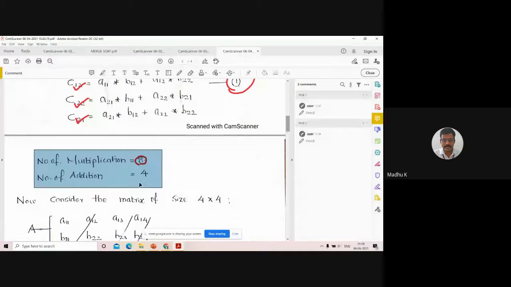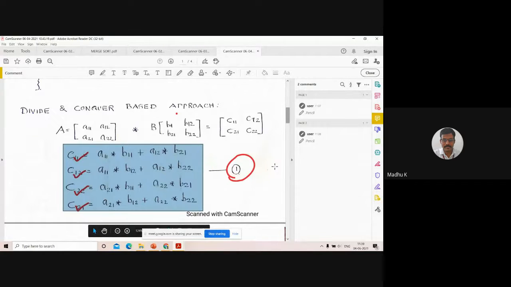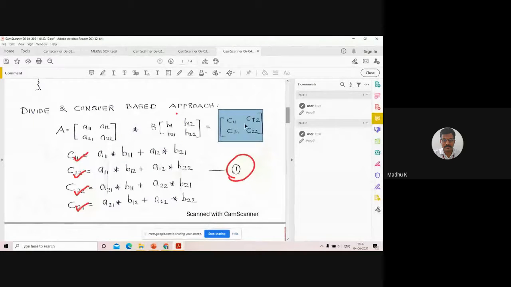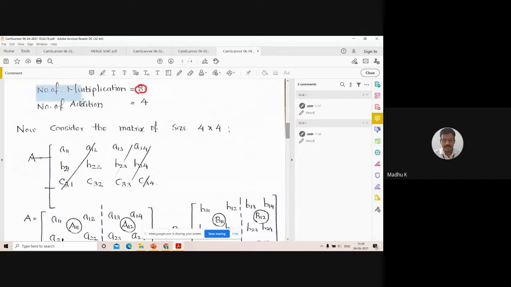You can note it here: the number of multiplications needed is 8 and the number of additions is 4. So for getting the elements C11, C12, C21, C22, we need to perform this number of multiplications and this number of additions.